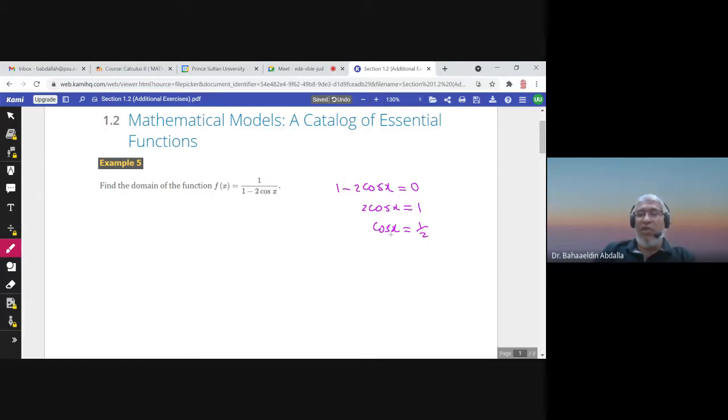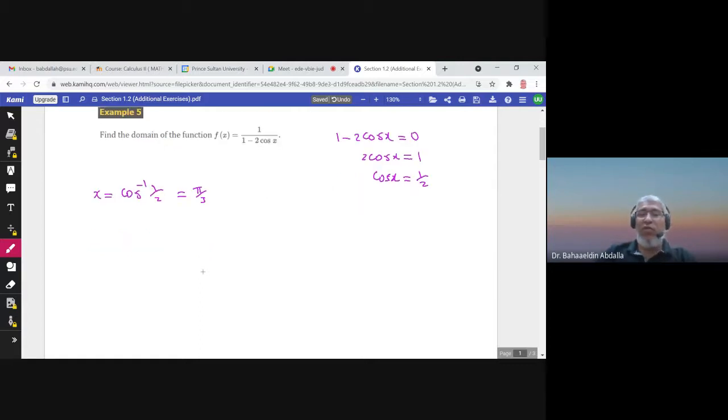Now, how to find all x values that make cosine equals half? I suggest that I use the calculator. If I use the calculator to find cosine inverse half, okay? So if you use the calculator to find cosine inverse half and make sure that the calculator is in radian mode, the answer would be pi over 3. The calculator will give you one of the solutions of this equation.